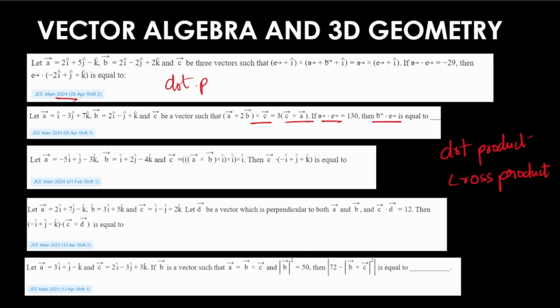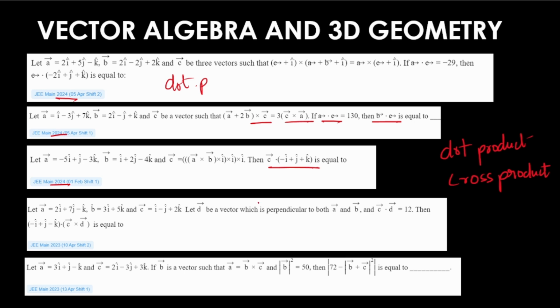But once you try to do this question and a few other questions of this kind, it will be easier to solve. I hope it's clear. Again here, C dot (minus I cap plus J cap plus K cap). Again, this was asked in 2024, right? Two questions from 2024, April 5th, they have asked in shift number 2. This was asked in shift number 1.